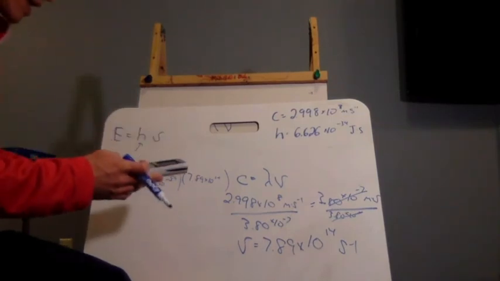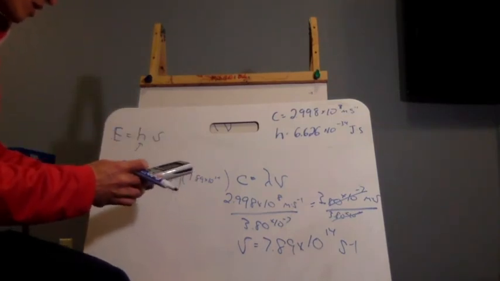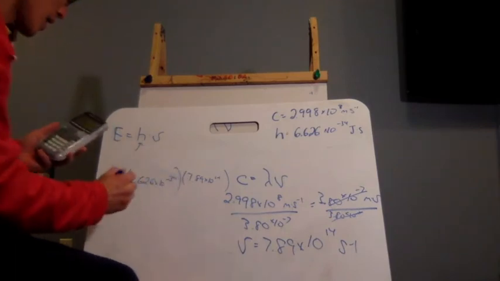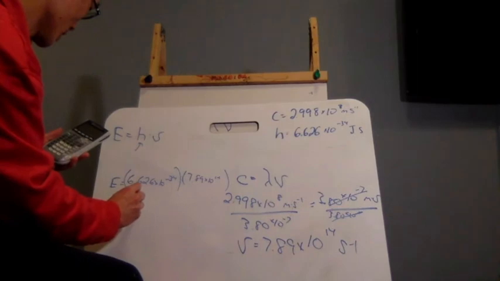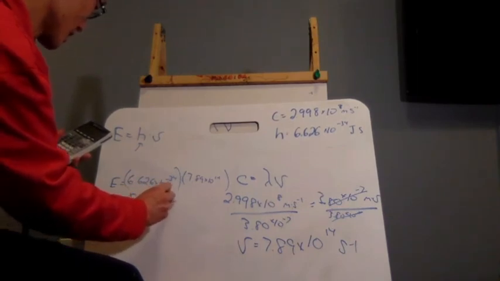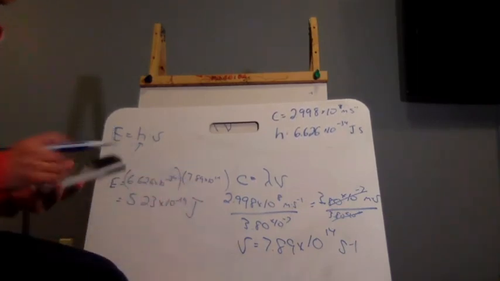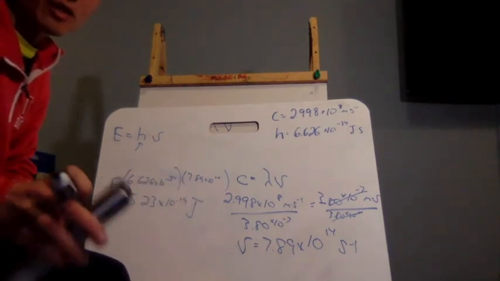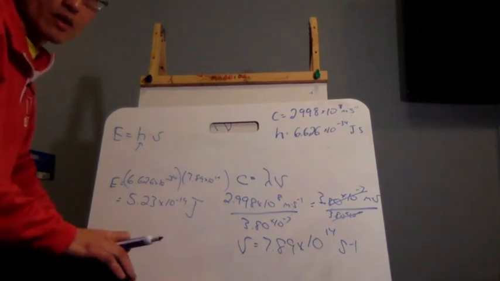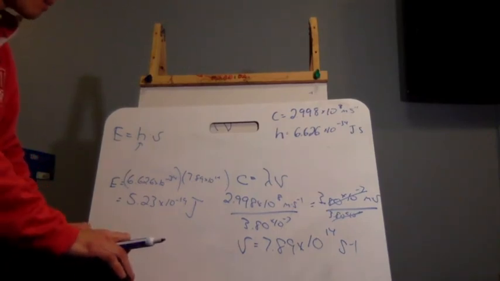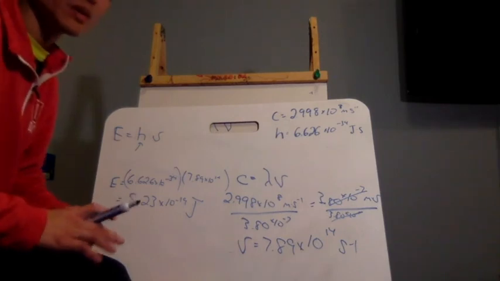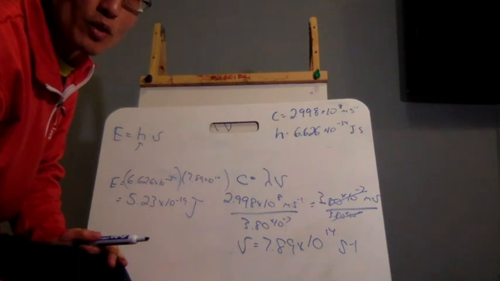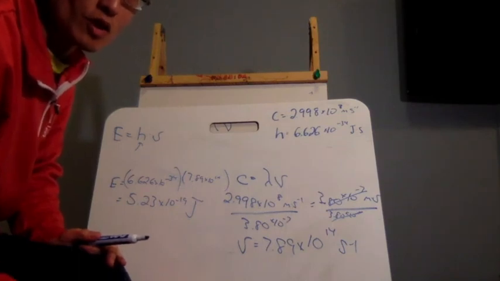Take that, multiply it out, and you end up getting 5.23 times 10 to the minus 19th, and this is in joules. So those are some starting calculations you should know how to do for this section. I'm going to stop it, and then we'll make another video about what that tells us for the quantum model.